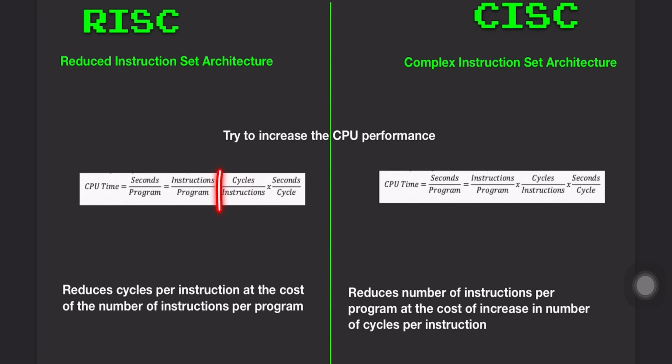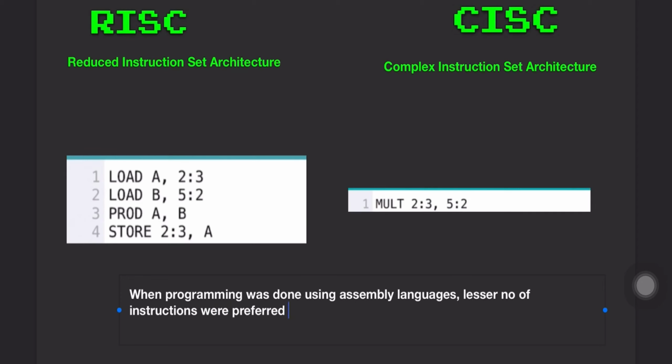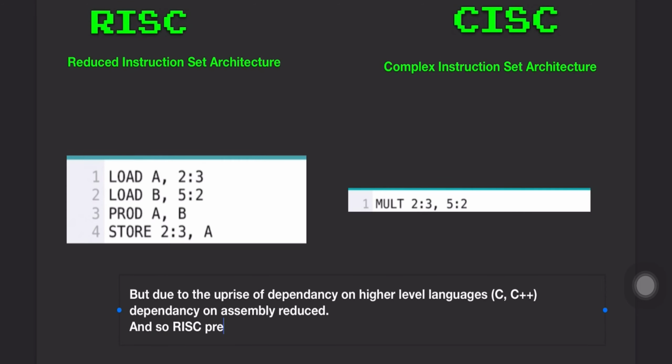RISC does this by reducing the cycles per instruction at the cost of the number of instructions per program. CISC does this by attempting to minimize the number of instructions per program, but at the cost of an increase in the number of cycles per instruction. Earlier, when programming was done using assembly languages, a lesser number of instructions was preferred because assembly language programming is tedious and error prone, due to which CISC architecture evolved. But due to the rise of dependency on higher level languages, dependency on assembly reduced, and so RISC prevailed.